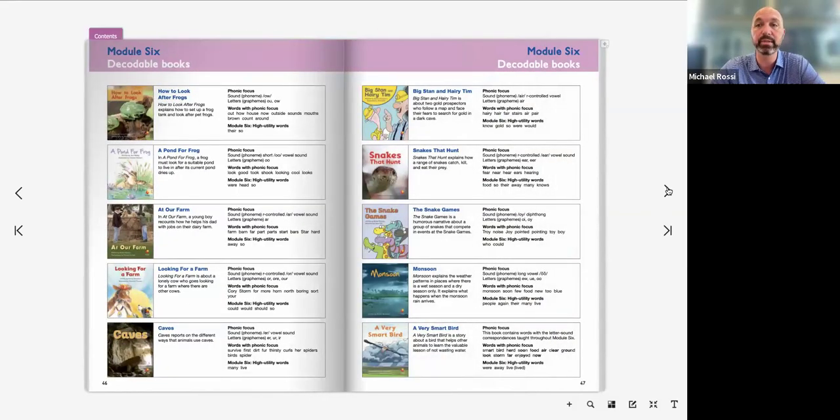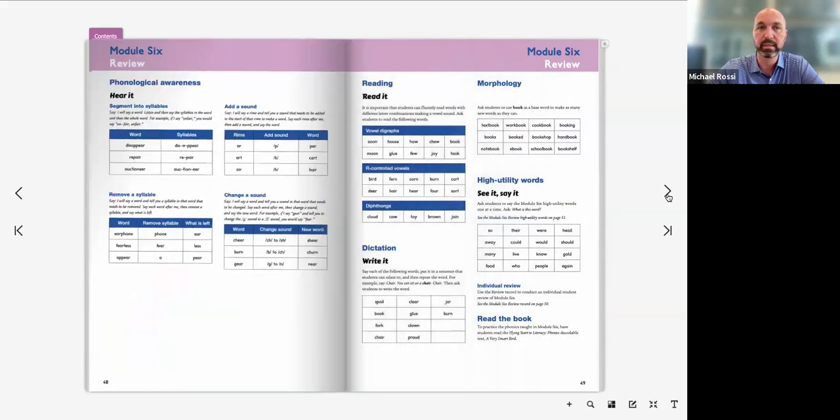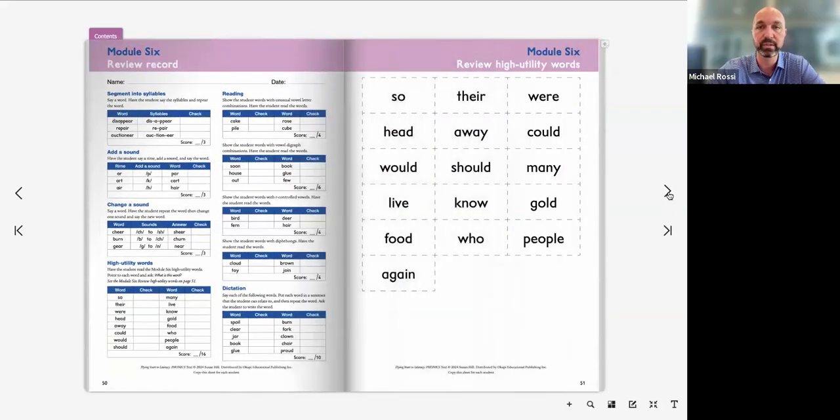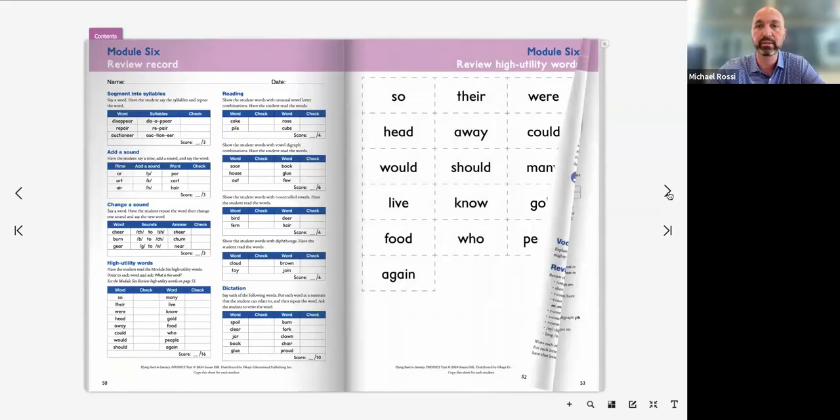These are prescribed decodable texts that correlate with the lessons learned in the first 10 units. We'll get into the decodables in just a moment. You have reviews to check for understanding. These would be more of your summative reviews after the module's finished. And then review of the high utility words.